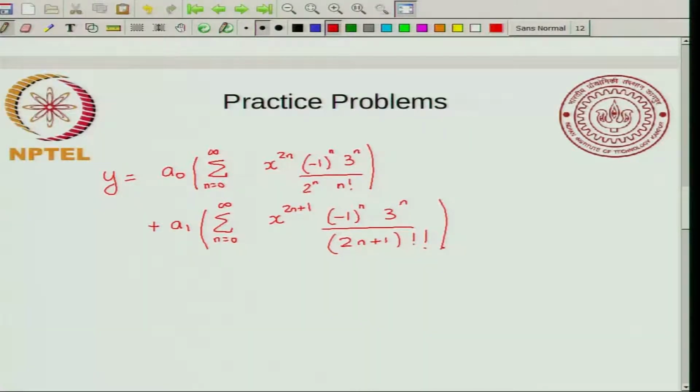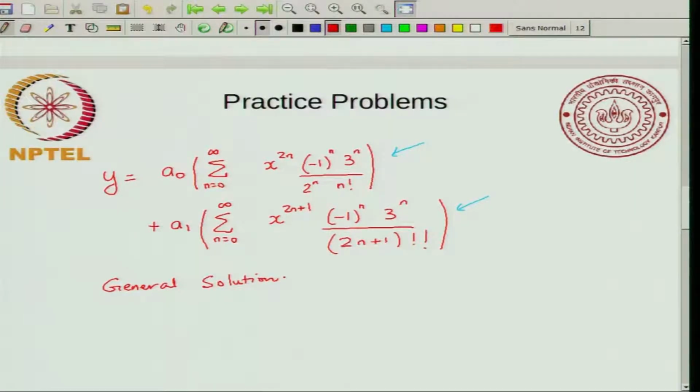Okay. So this is my general solution, and you can easily verify that each of these terms will individually satisfy the differential equation. So in this way the power series has given the general solution. So this is the general solution, and this completes this problem.